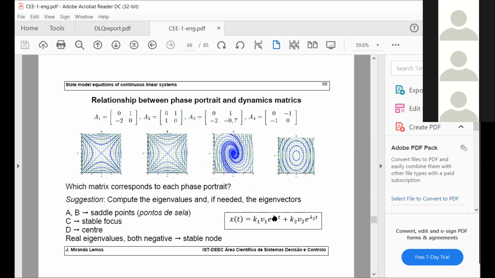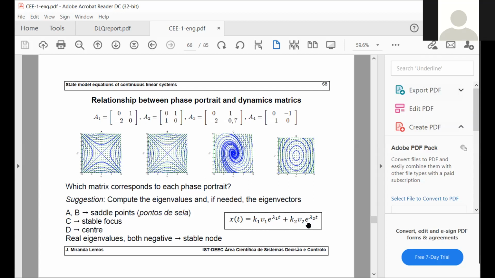So for t equal to 0, you are aligned with V1. How does this simplify for t equal to 0? You get x of 0 is K1 times V1 times 1. So you have K1 V1 plus K2 V2. If you start aligned with V1, what can you say about K2, the coefficient of the other eigenvector, of the other mode? Is it big, small, medium size, can't say anything?